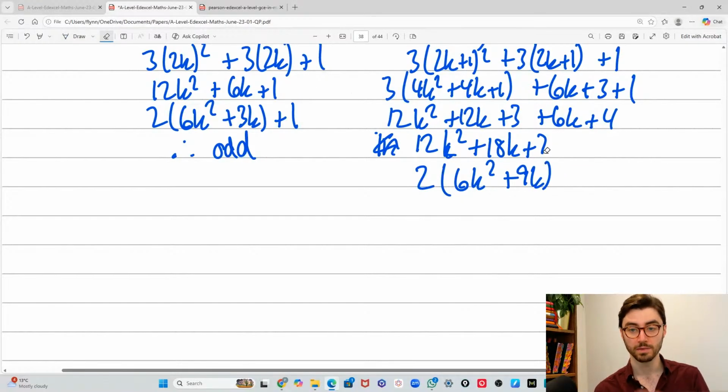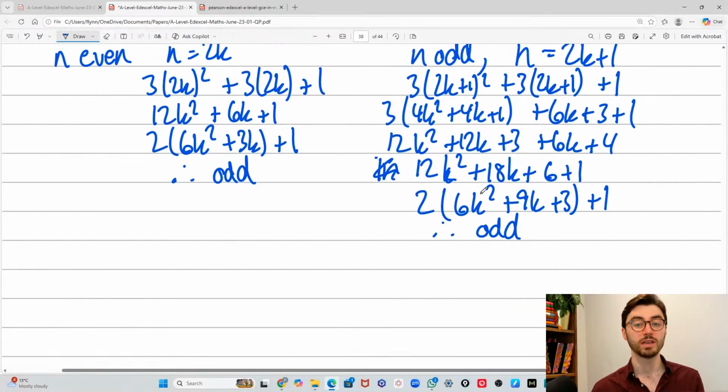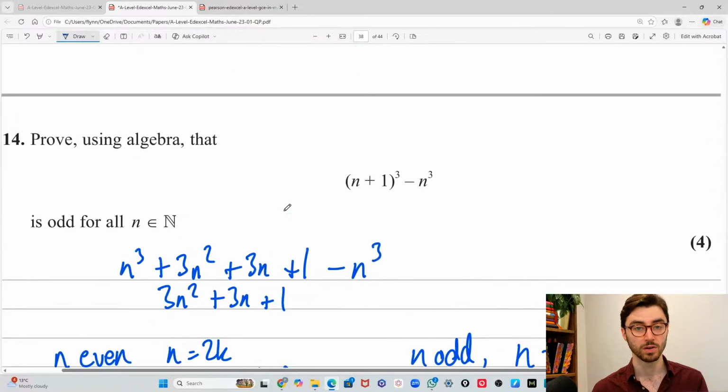in fact, I'm going to split that out. So that plus 7, I'm going to call that plus 6 plus 1. So I'm going to make that bracket in here, 6k squared plus 9k plus 3 plus 1. So again, it's 2 bracket plus 1, therefore odd. So given that every number is either even or odd, it doesn't matter. This thing is always odd at the end.